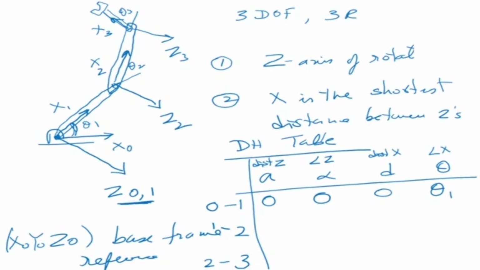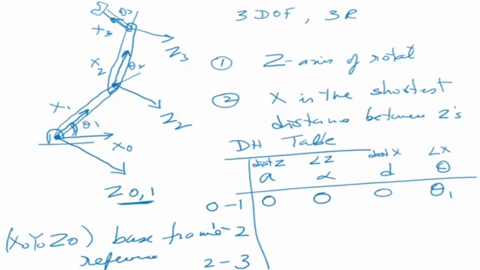Theta will change. So out of those 4 parameters, normally only one parameter will change. For a revolute joint system, the angle theta will change, and for a translating joint, the distance d will change. Okay. Now the next one, where is axis 2? Axis 2's origin is here.